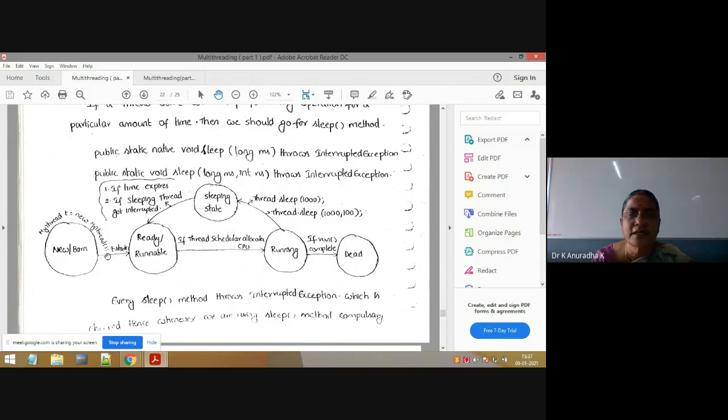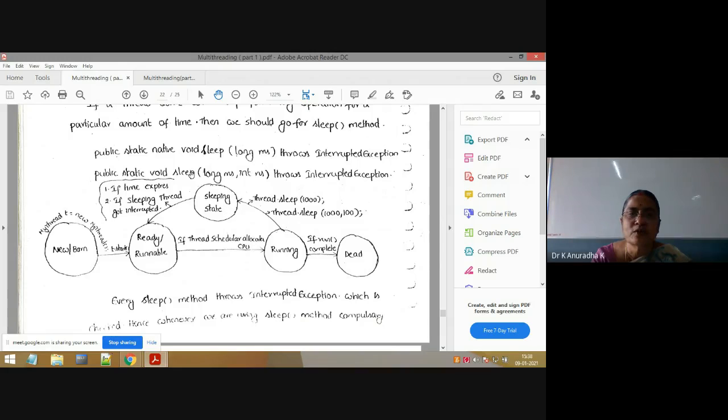Now the diagram for the sleep method: these four states are the same. Next, from running state to ready state, in between there is one more state, that is the sleeping state. In the previous diagram, in between running state and ready state, it was the waiting state, no? That was for the join method. But here, for the sleep method, from running state it will first go to the sleeping state, and again from the sleeping state it will go to the ready state. So in between running state and ready state we have the sleeping state in case of the sleep method.